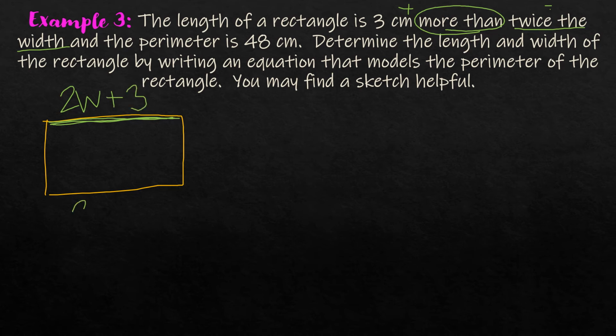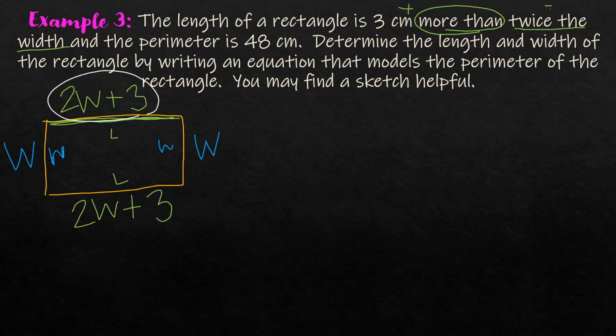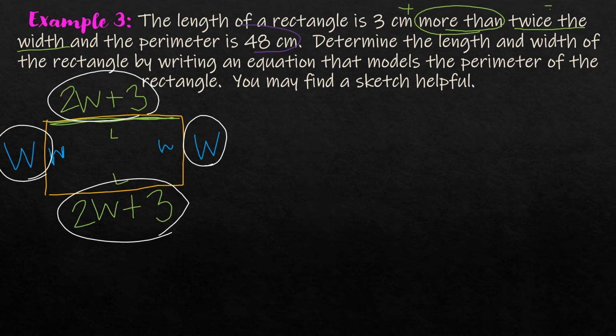Well, if that side is 2W plus 3, then this side is also 2W plus 3. Okay, so both of those represent the length of the rectangle. So the width of the rectangle, we don't know the width of the rectangle, so we can just leave that as W and W. Right? So now I have all 4 sides of the rectangle, and it tells me that the perimeter is 48 centimeters. So I know that this is going to equal 48.